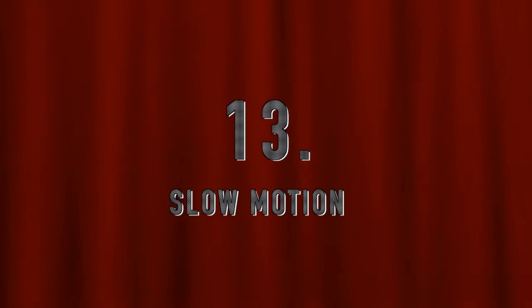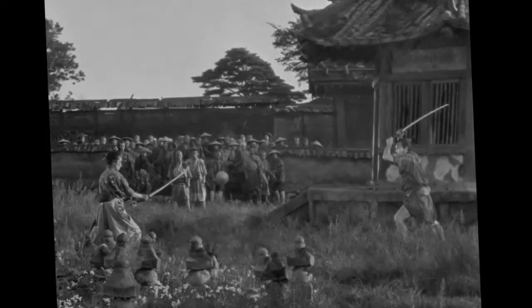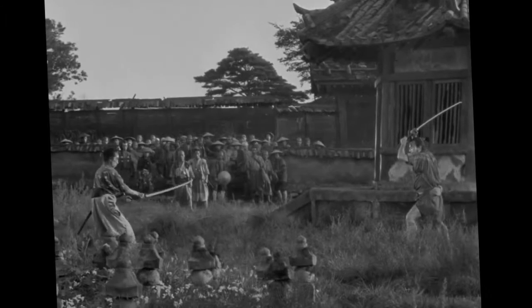Number 13, slow motion. The word's quite literal. It's when you slow down motion. In 1954, Akira Kurosawa's Seven Samurai, slow motion is used fantastically to bring out the emotion and suspense of the duel between two samurai.